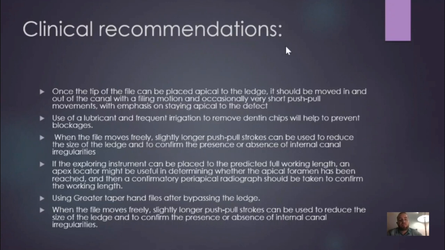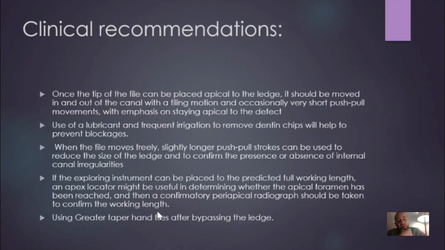Now, whenever the files start moving freely inside the canal and it's completely loose, you may start using longer push and pull strokes to reduce the size of the ledge. Alright, now if the exploring file or endodontic instrument can go further to the estimated working length, then an apex locator can be used to determine if we reach the apical foramen or not. And also here we have to take an X-ray to confirm reaching the full working length and achieving patency.